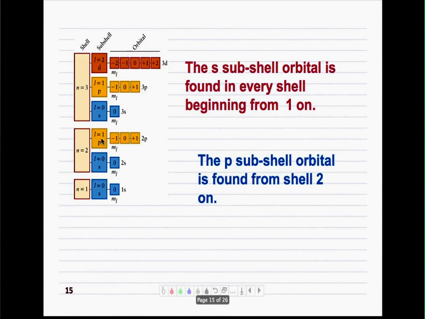Okay. So let's go back to this. As we can see, this explains what I've been saying a minute ago. For n equal 1, it has only the S subshell, and that subshell has an ML equal to 0, which corresponds to 1S. For n equal 2, we have a 2S and a 2P. For n equal 3, we have 3S, 3P, and 3D. So the S subshell orbital is found in every shell beginning from 1 on. The P subshell orbital is found from shell 2 and on. Okay?